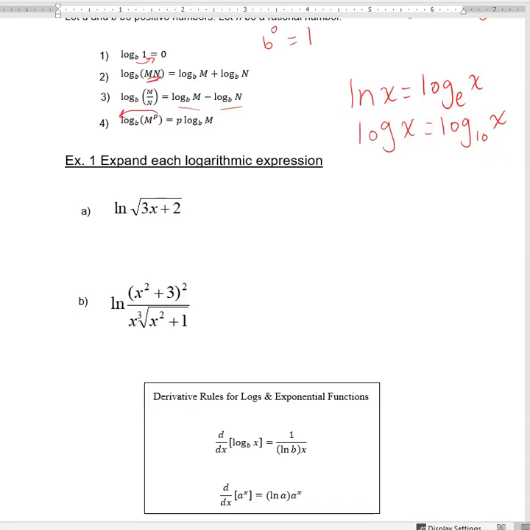I would say natural log is probably the most common, and we'll come back to that one a little bit more in a few minutes. But let's look at this expansion problem. So it's the natural log again of the square root of 3x plus 2.